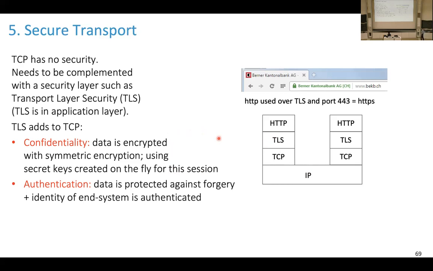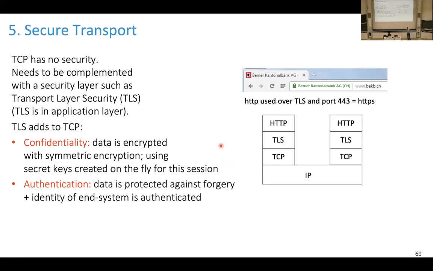So what does TLS do? TLS adds two things to TCP. It adds encryption. Encryption means if you have two ends and someone wants to read the data in the middle, they cannot read the data because they cannot understand it. The data is encrypted. And the second one is authentication. Authentication prevents a man-in-the-middle attack. You have authenticated the message and the destination. You know it comes from this destination. So these are the two things which are added to TCP with TLS.